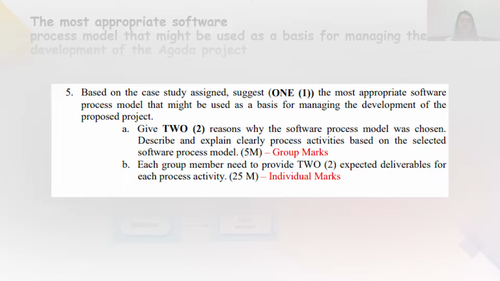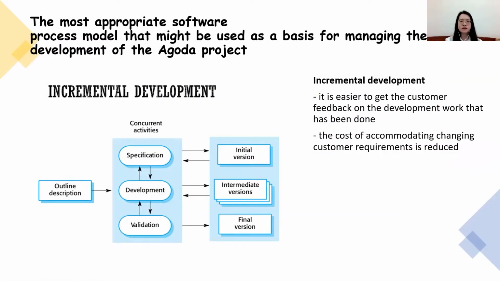The most appropriate software process model that might be used as a basis for managing the development of the Agoda project is incremental development. It is easier to get the customer feedback on the development work that has been done and the cost of accommodating changing customer requirements is reduced.